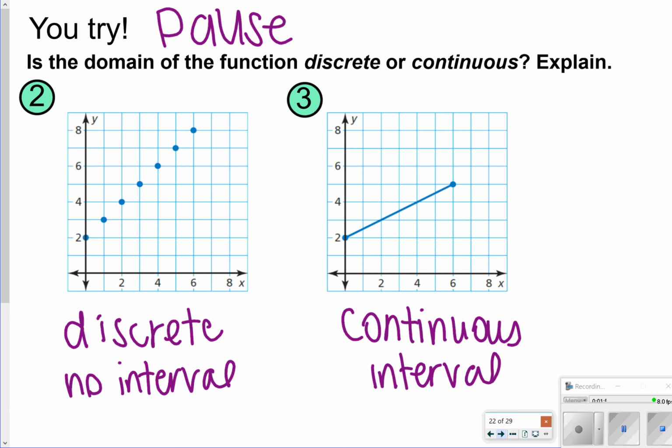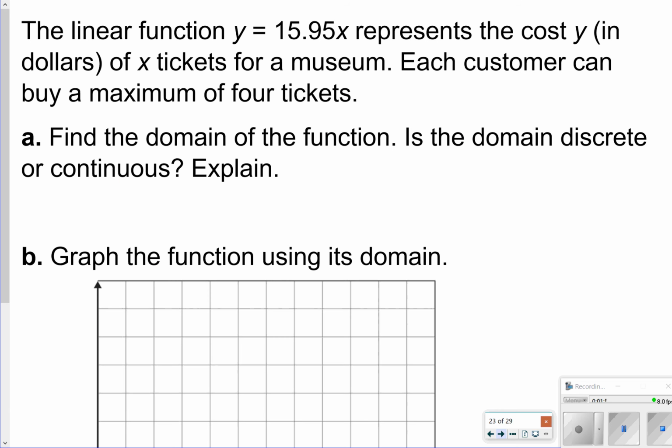Okay? The next thing we're going to talk about is looking at linear functions and then determining if they're discrete or continuous and then graphing them. So here's where we're going to be using your graph paper. It says the linear function y is equal to 15.95x represents the cost y in dollars of x tickets for a museum. Each customer can buy a maximum of 4 tickets. Find the domain of the function. Is the domain discrete or continuous? And we do want to keep this in mind, that we can buy a maximum of 4 tickets.